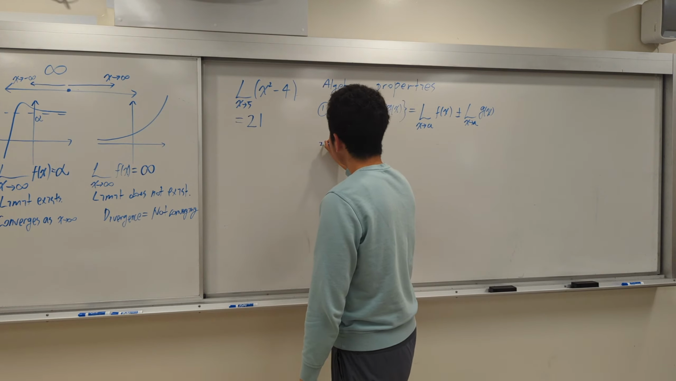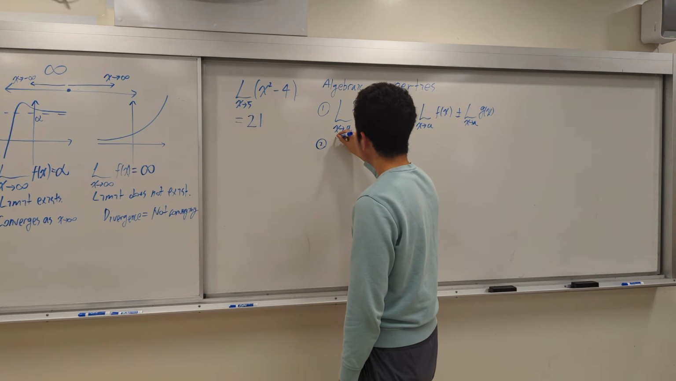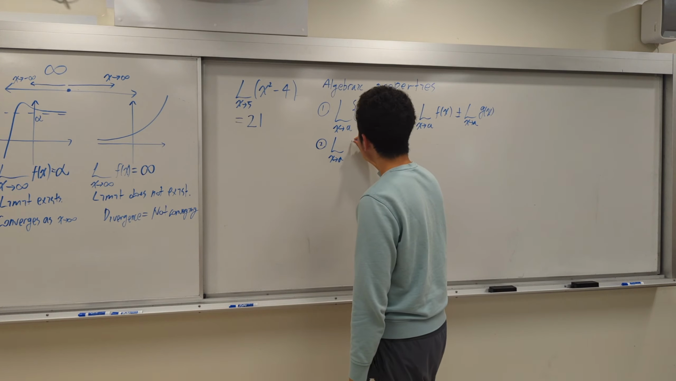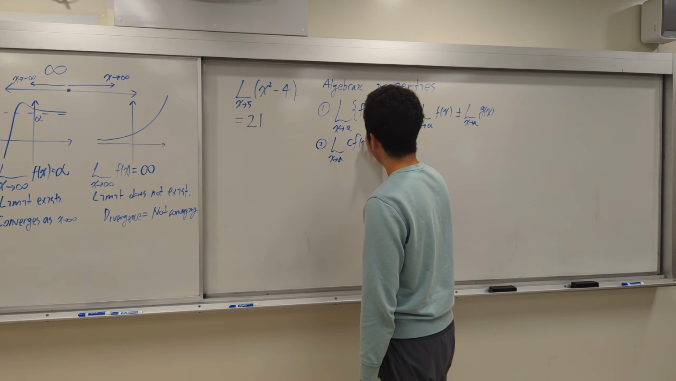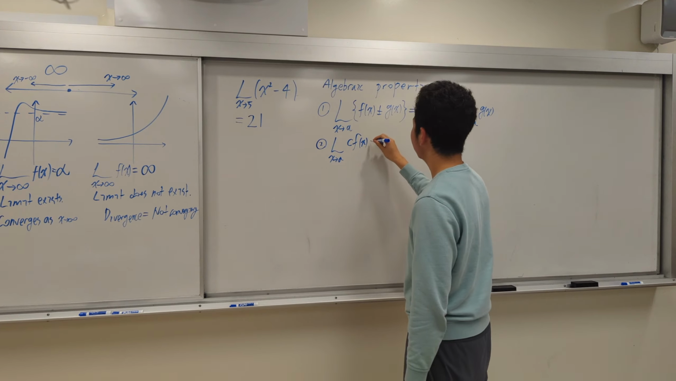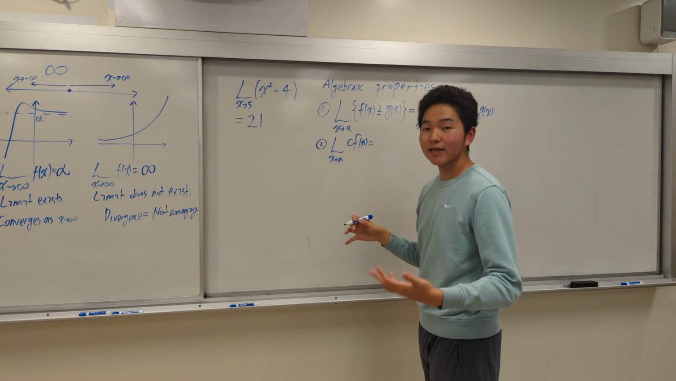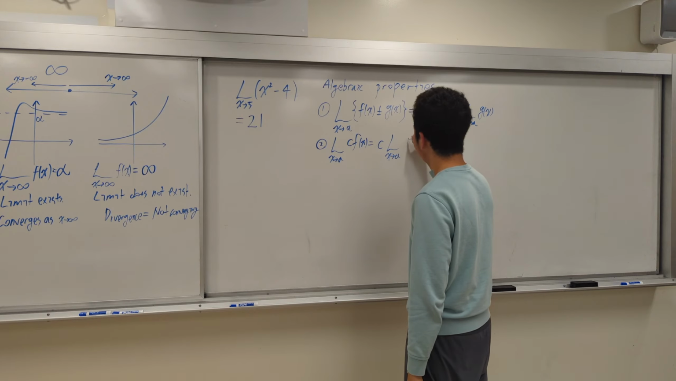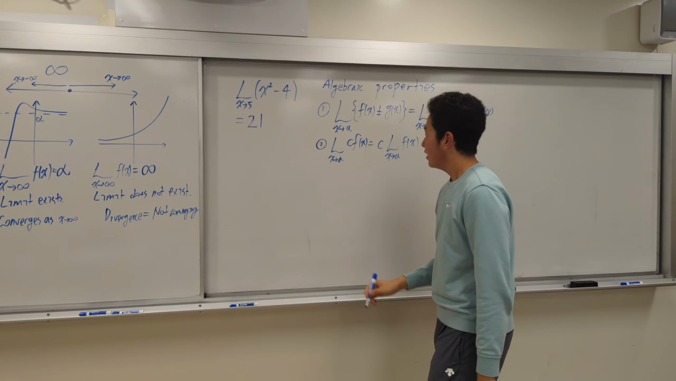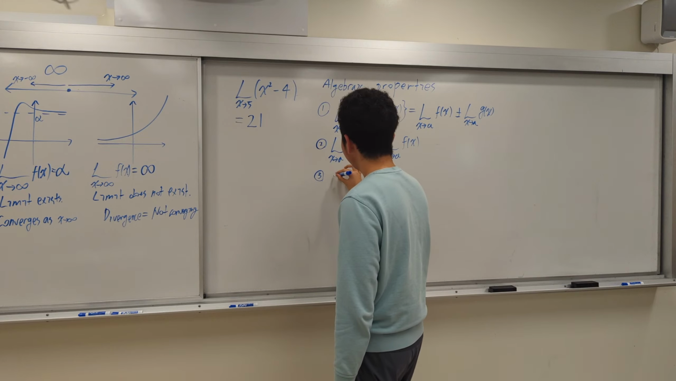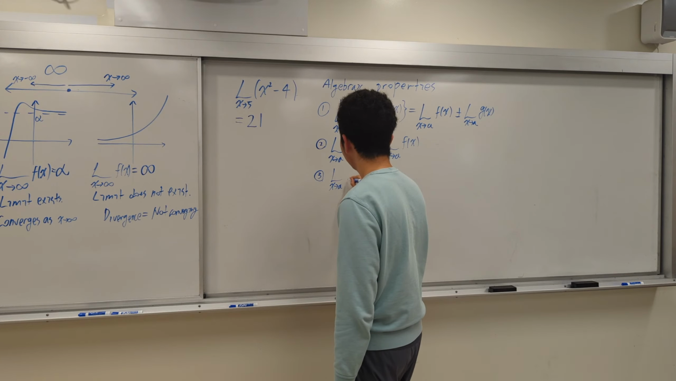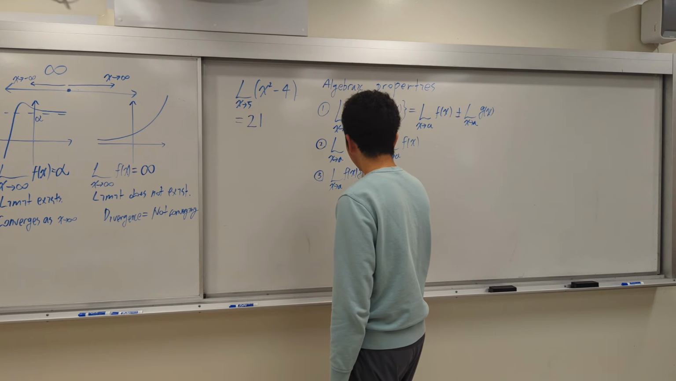The next thing is constant multiplication. So limit x goes to a of, let's say I have a constant c multiplied by f of x, then I can pull out the constant outside the limit. That's intuitive, right? Yeah. C times limit x goes to a of f of x. What I can also do is multiply and divide them, but we have to be sort of careful about when we're doing these things.